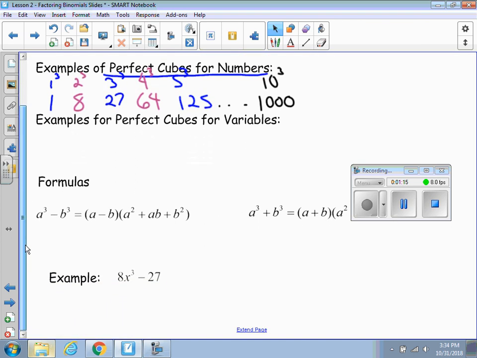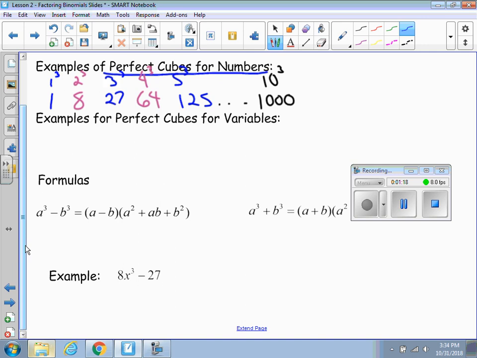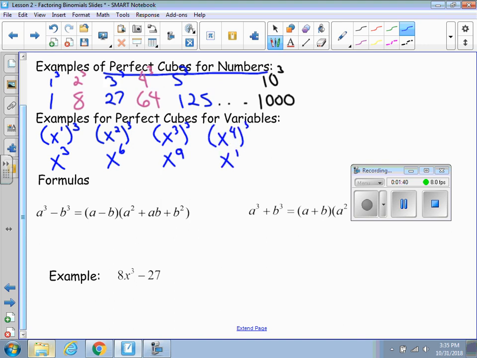So some examples of perfect cubes and variables. Well, x to the first power is our first x that we come across, and then we cube it. 1 times 3 is 3, so we get x cubed. That's our first perfect cube. What if we want to cube x squared? Well, 2 times 3 is 6, so we get x to the 6. What if we want to cube x cubed? That's going to become x to the 9th. X to the 4th cubed becomes x to the 12th.